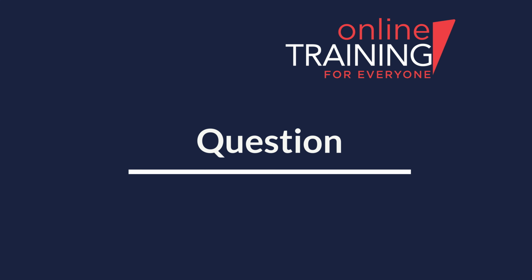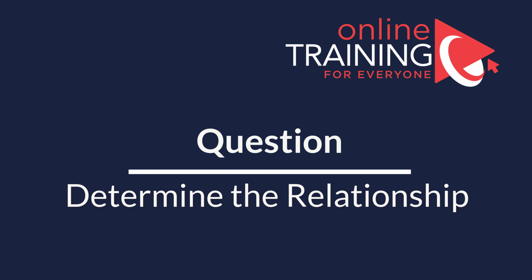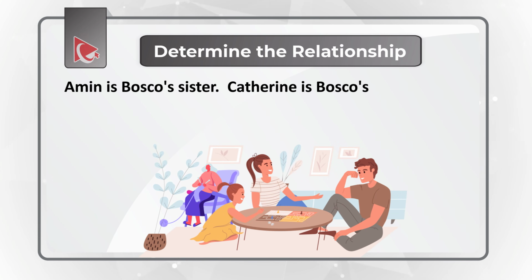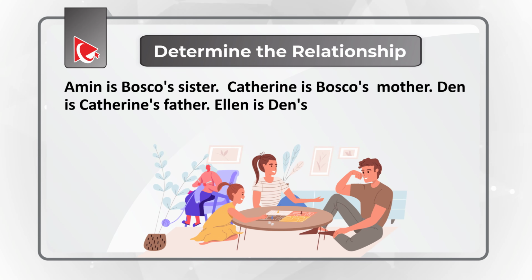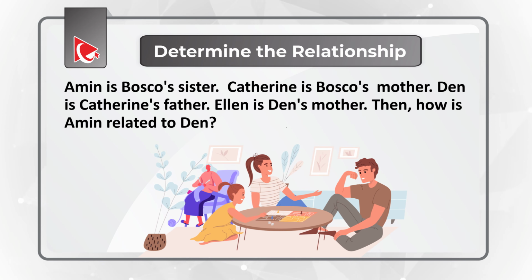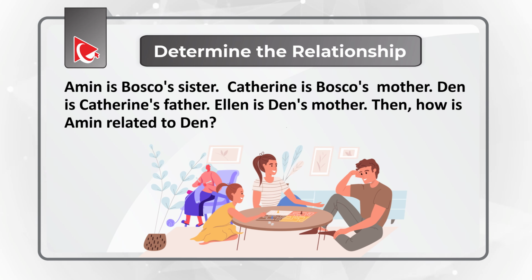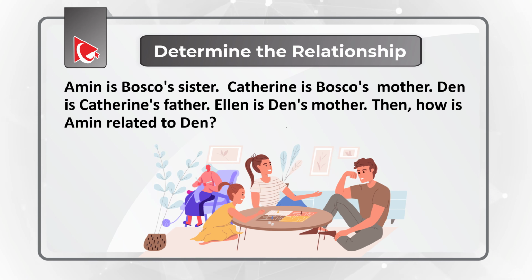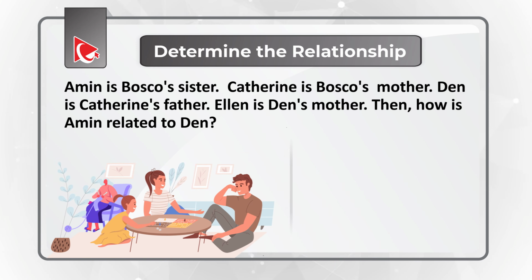Here's an interesting challenge where you need to determine the relationship between family members. Amin is Bhaska's sister. Catherine is Bhaska's mother. Dan is Catherine's father. And Alan is Dan's mother. You need to determine how Amin is related to Dan. And you have 4 different choices.